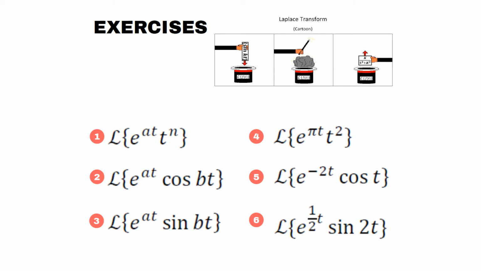So basically, when you look at questions 1, 2, and 3, these are the general solutions to the first shifting property that involve all types of functions: the exponent multiplied by the polynomial t to the power of n, the exponent multiplied by the cosine function, and the exponent multiplied by the sine function.